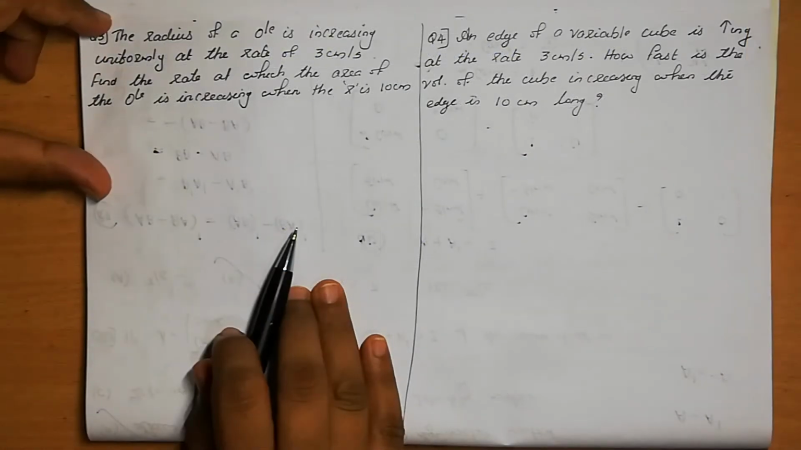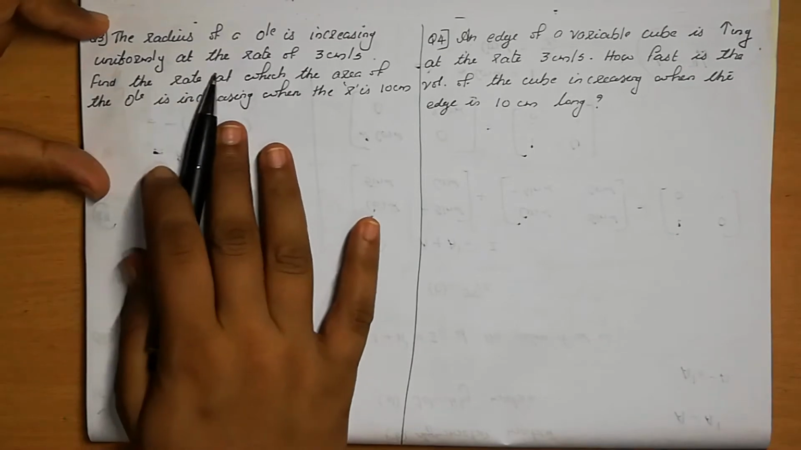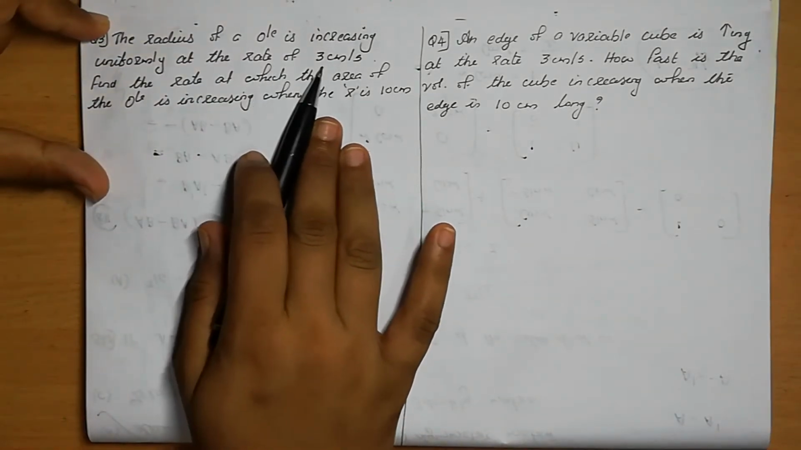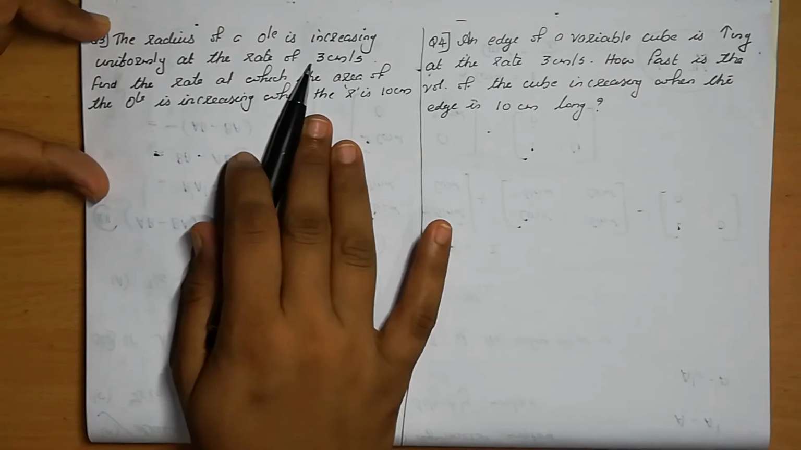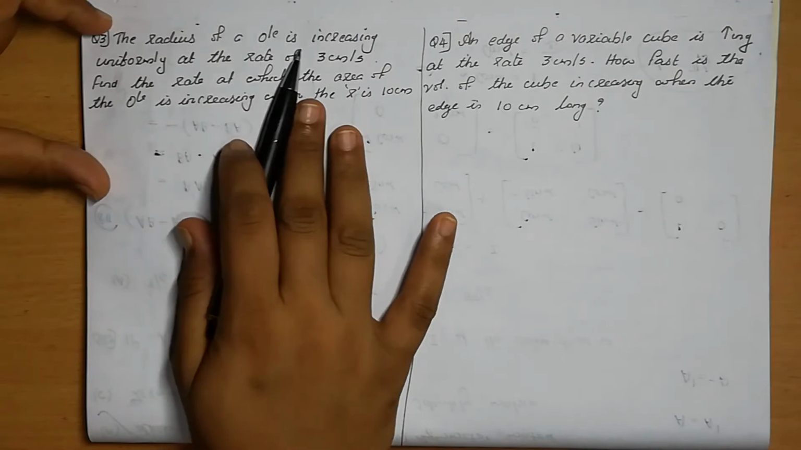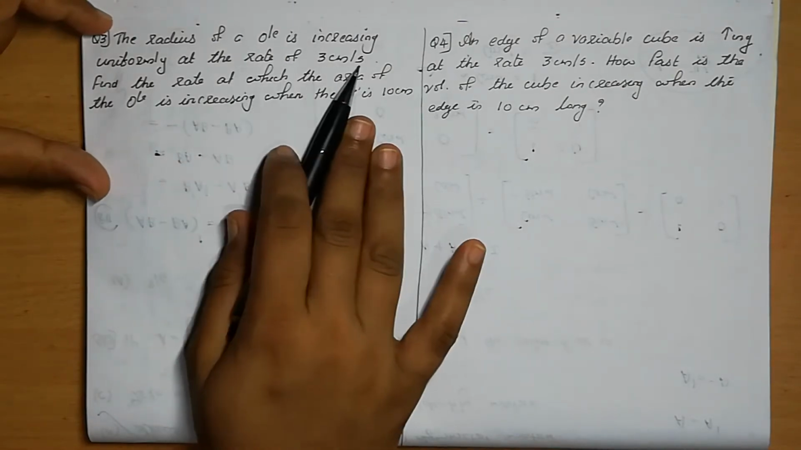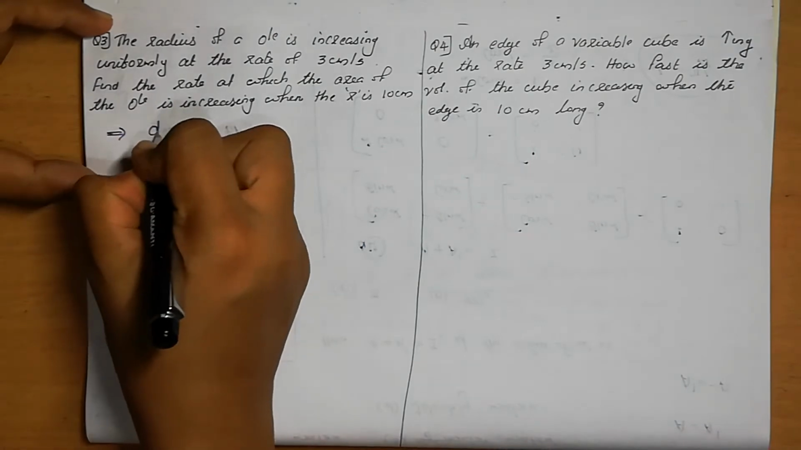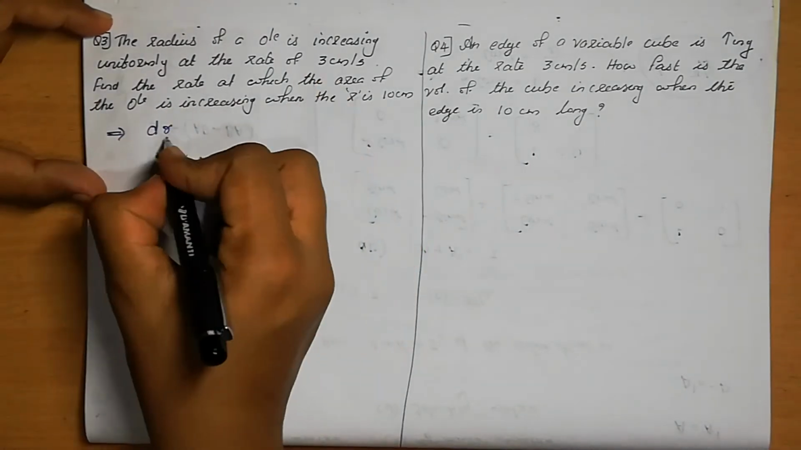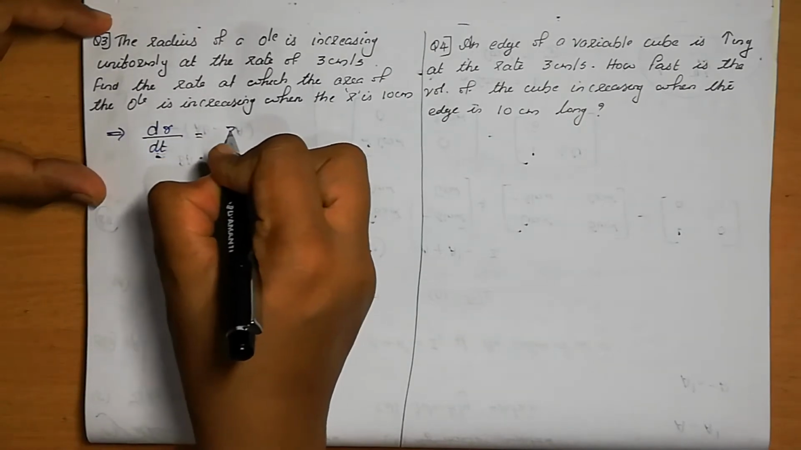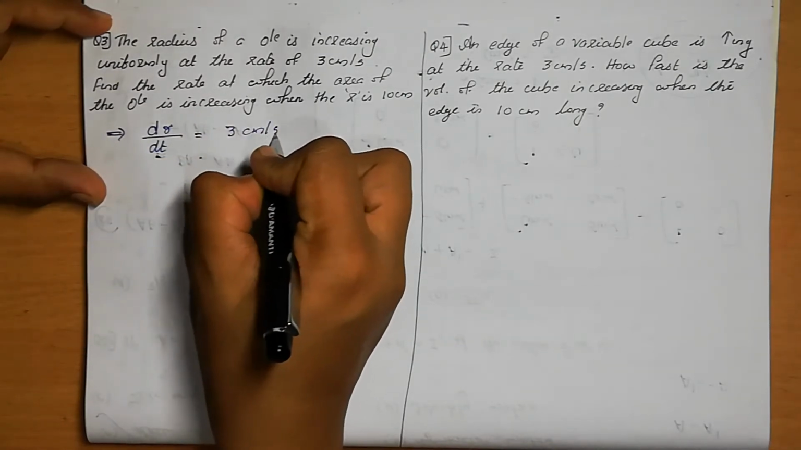The radius of a circle is increasing uniformly at the rate of 3 centimeter per second. What is given here? The radius of the circle is increasing uniformly at the rate, that means dr by dt is given. Second means time. That means dr by dt is 3 centimeter per second is given.